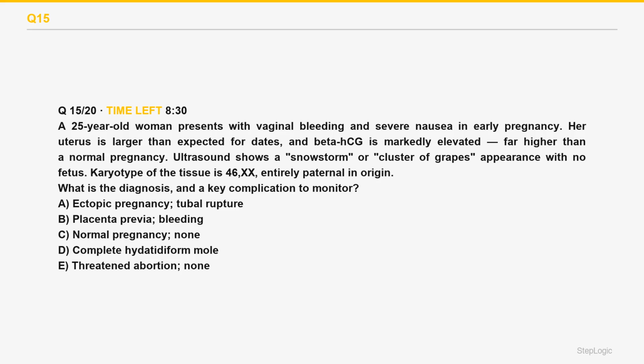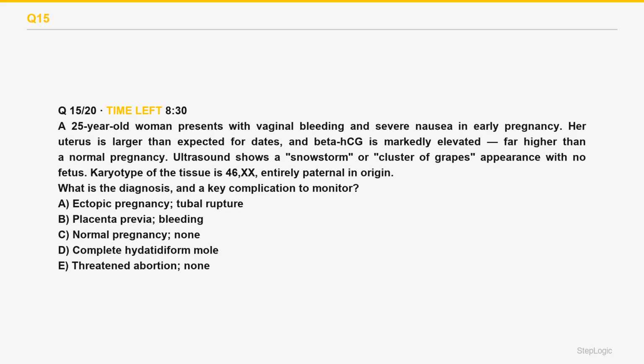What is the diagnosis? And a key complication to monitor. A 25-year-old woman presents with vaginal bleeding and severe nausea in early pregnancy. Her uterus is larger than expected for dates, and beta-HCG is markedly elevated, far higher than a normal pregnancy. Ultrasound shows a snowstorm or cluster of grapes appearance with no fetus. Karyotype of the tissue is 46XX, entirely paternal in origin.